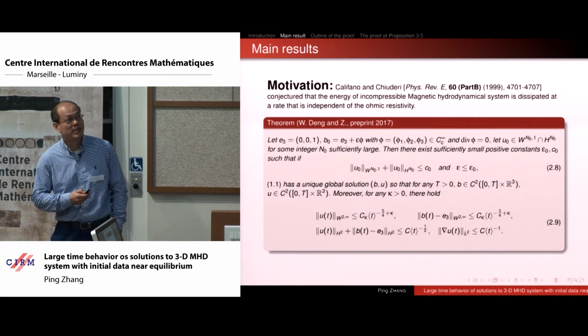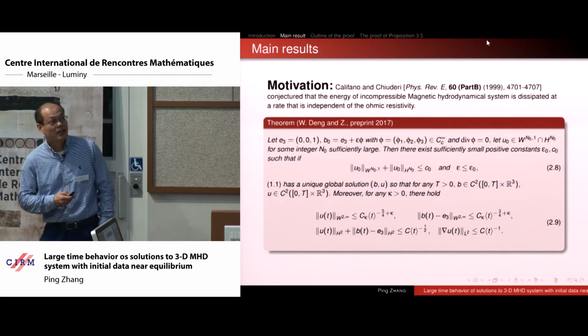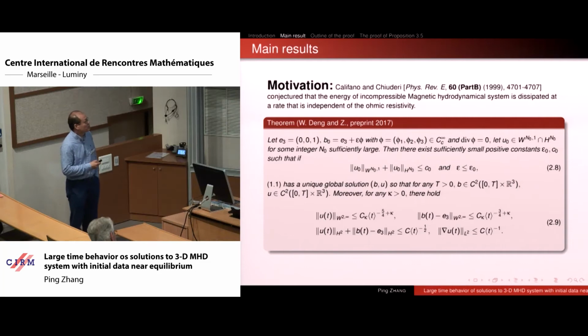So that's the new result with my colleague Wen Deng. We indeed can prove a result of this type. Let's denote E3 as (0, 0, 1), and B0 is a small perturbation of this E3. And we assume the divergence-free condition of phi and u0 to be in the classical Sobolev space W^{n0,1} intersect with H^{n0}, for n0 sufficiently large. In this case, you assume the initial velocity field to be sufficiently small and this epsilon to be sufficiently small. We can indeed prove the 3D MHD system without magnetic diffusion has a unique global solution, a C2 solution.